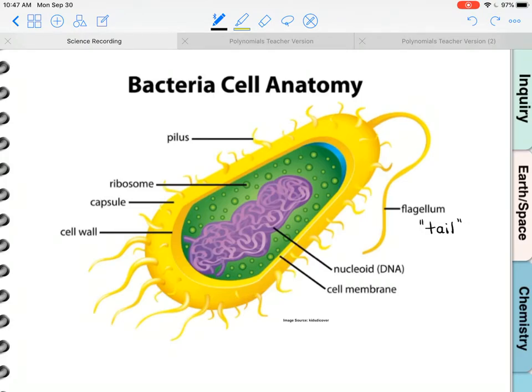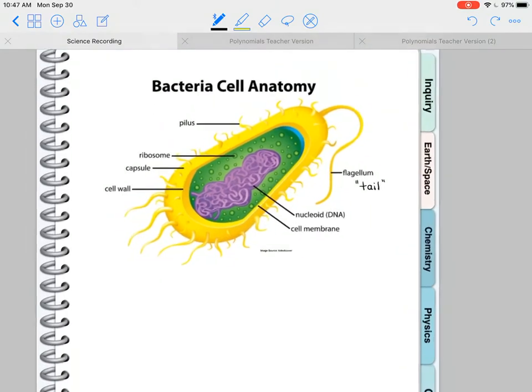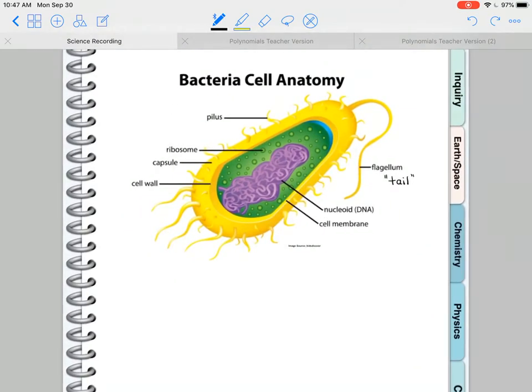My question to you is this. Using what you know, is this a prokaryote cell or a eukaryote cell? And I'm doing the sound spelling, sorry. Is it prokaryote or eukaryote, and why?